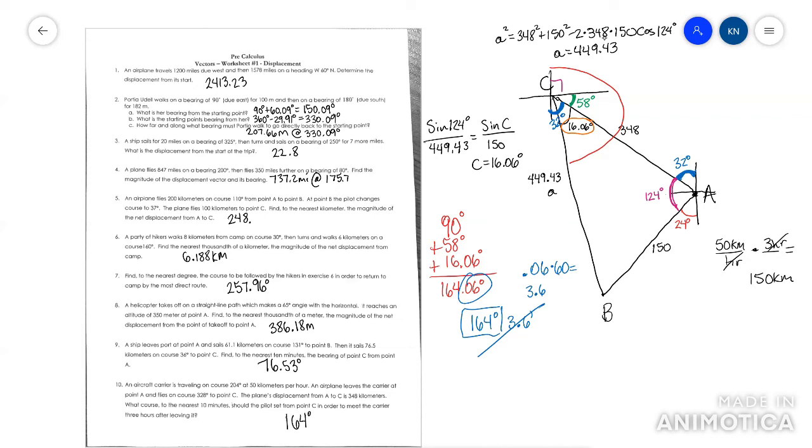I hope that made sense. That was a really hard problem. But yeah, that's vectors, displacement, and bearings, and all the fun stuff. So hopefully this video wasn't too confusing. Hope it helped.